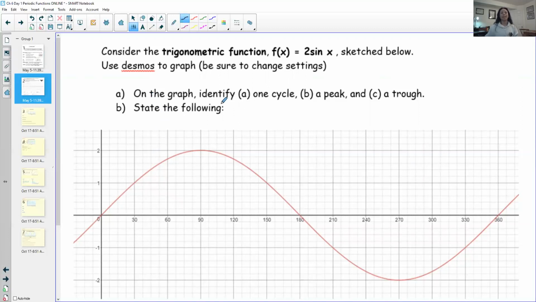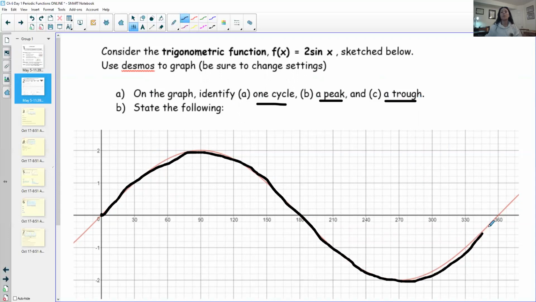So let's just quickly identify the cycle, the peak, and the trough. So the cycle, I mean, you can start anywhere you wanted, but this is a nice, good starting point. It starts here, and I can see that the pattern goes up, it goes down, crosses the y-axis, the x-axis. Nothing's repeated yet. I come back up here. And then at this point, if the graph were to continue, it would repeat. So this part right here would be our cycle. Okay, so we'll call that A.